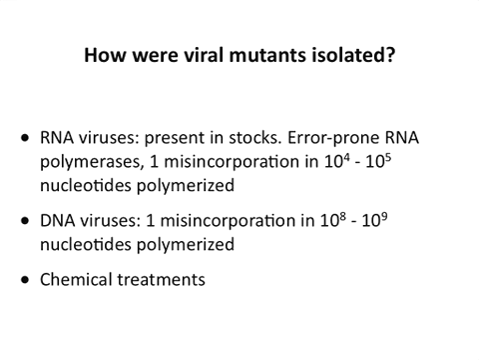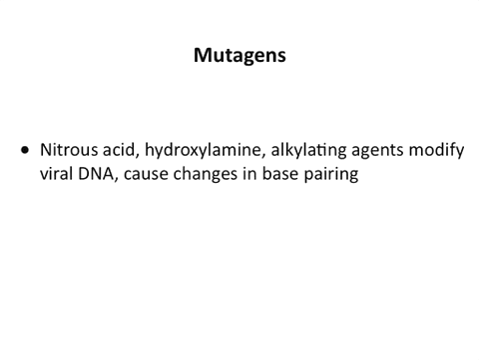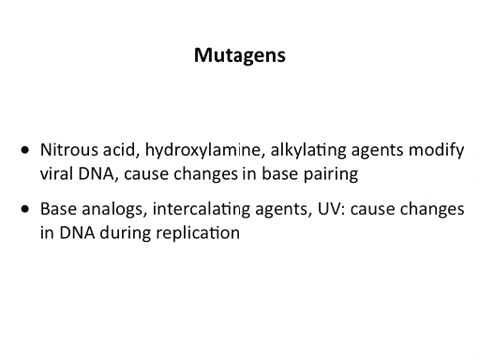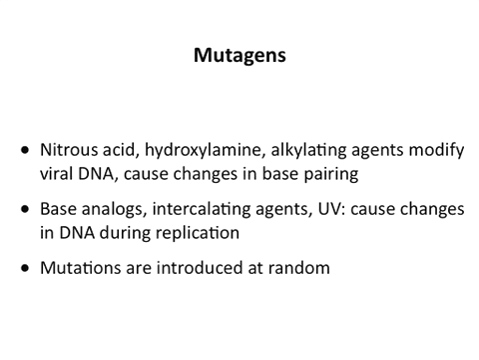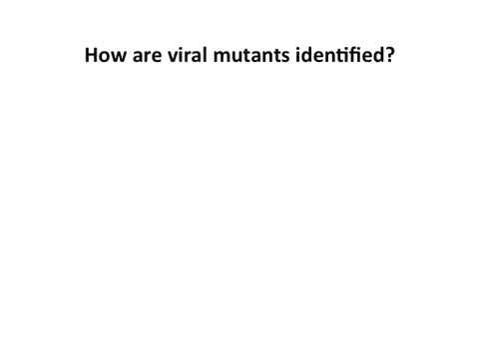But a lot of scientists used chemical treatments. They would treat the viruses with various chemicals to make more mutations than would naturally occur. And these were mutagens like nitrous acid, hydroxylamine, alkylating agents. They modify the viral DNA or RNA and cause changes in base pairing. You could also use base analogs, UV. A variety of treatments were done to introduce mutations. These would be introduced at random in the genome, and then you'd have to figure out where they were and what kind of changes they made to the virus.